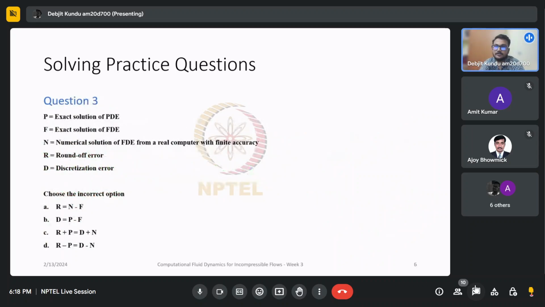Let's move on to question number 3 now. So here we are first of all defining 5 variables: P, F, N, R, and D, which mean different things. P is the exact solution of the PDE. F is the exact solution of the FD, that is the finite difference equation. N is the numerical solution of the FD from a real computer with a finite accuracy. R is the round-off error, and D is the discretization error. Now, there are several relationships between these variables given in the 4 options below. You have to pick out the incorrect option. So there are some correct ones and there is one incorrect one. You have to find out which one is incorrect.